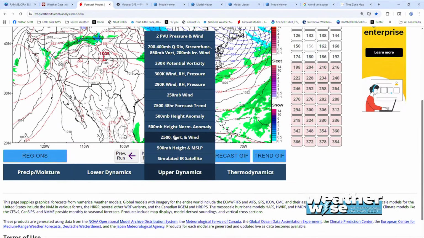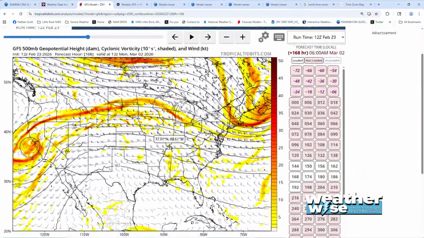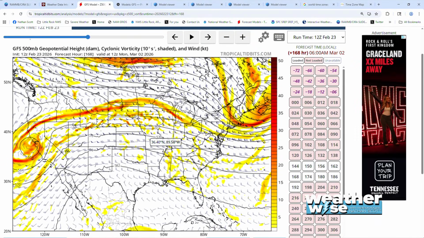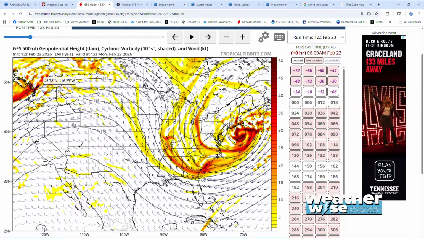I want to know what's happening in the mid layers of the atmosphere. So this is the 500 millibar chart, and this is important because this tells us where there's rising air according to this wavy feature of these lines.